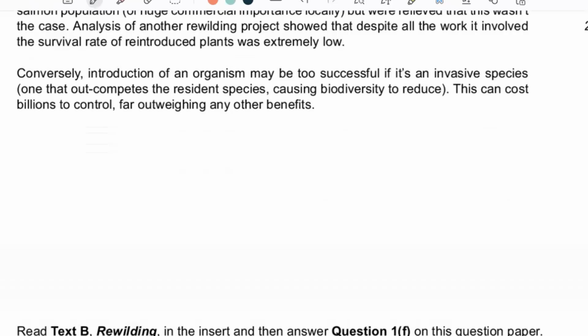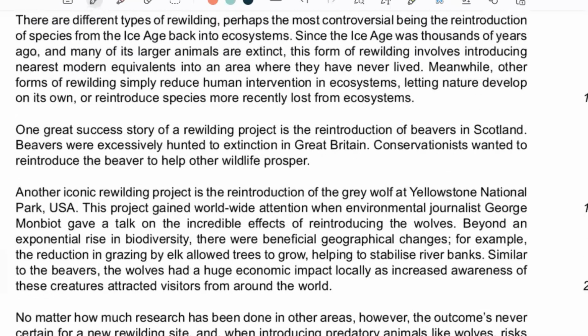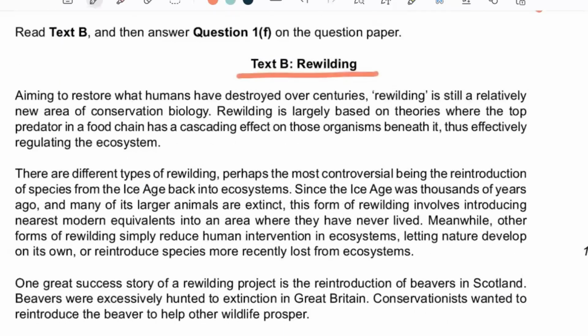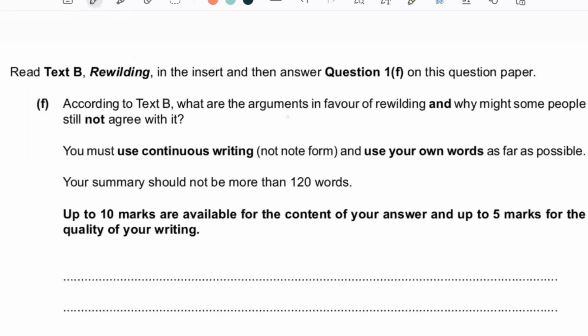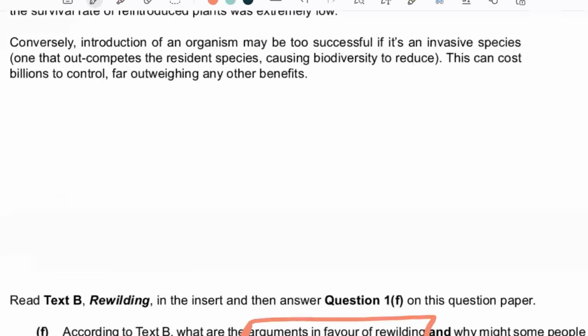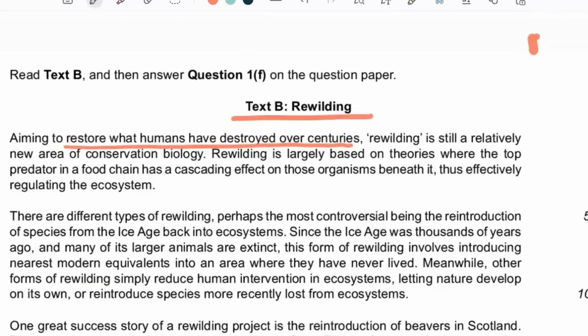Okay. All right. So the first point which I'm going to underline from this text is going to be, I'm sure you're done reading, pause my video, read it, and then let's underline it together. Okay. So the first one is aiming to restore what humans have destroyed over centuries. Okay, fine. So we will be underlining this one. Why? Because the question says, what are the arguments in favor of rewilding and why might some people still not agree with it? So first we will be underlining the arguments in favor of rewilding, which are written at the top, in the front, okay? So restore what humans have destroyed over centuries, right?